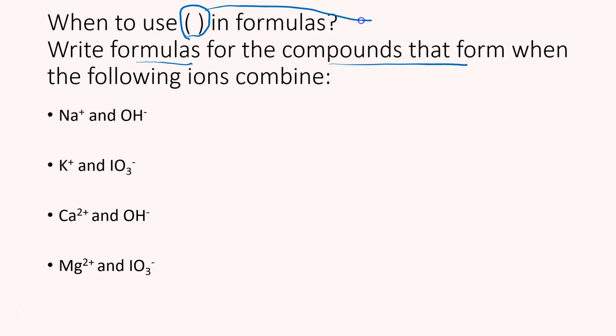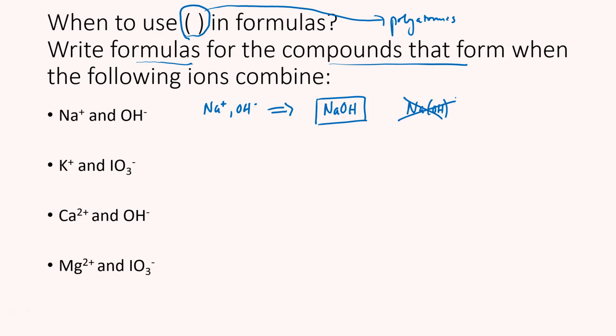You only use parentheses for polyatomics, but not all of the time. So here we have sodium with a +1 charge and hydroxide with a -1 charge. So in order to have a compound whose charge is neutral overall, I would simply have NaOH, sodium hydroxide. That is the correct answer. If you wrote sodium with hydroxide in parentheses, I would mark it wrong.